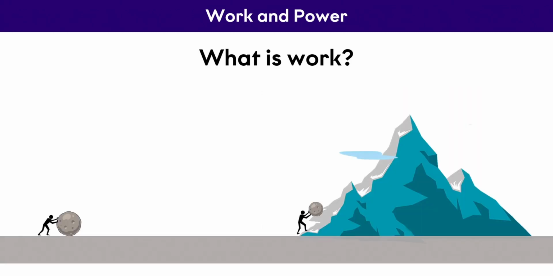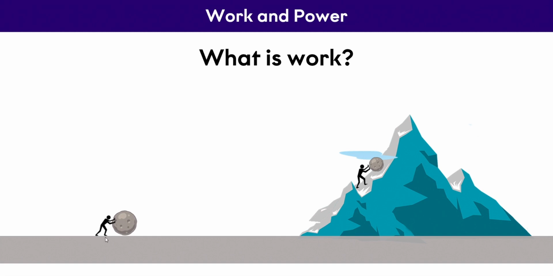Well, work and energy, which we talked about in another video, are very similar to one another. Energy makes things happen, while work is noting how much energy is required to do a certain job. So, for example, if this man is pushing a boulder up a mountain, it's going to take a certain amount of energy to make this happen. The energy required is the work.